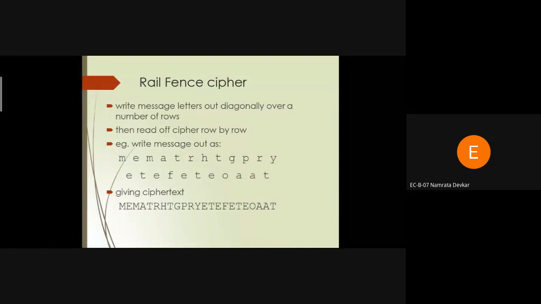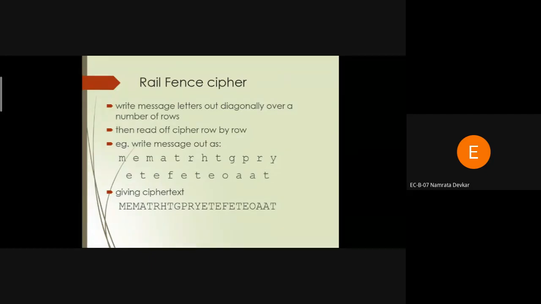Okay, now tell me the next word. After "meet", the next word is "me", M E. How can we write it? In the first row M and in the second row E. Very good.